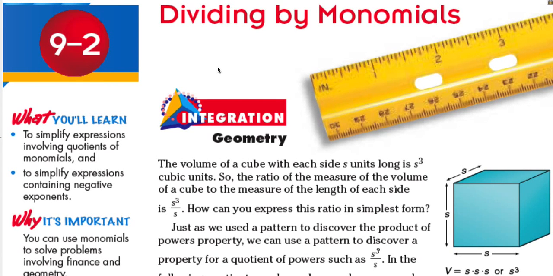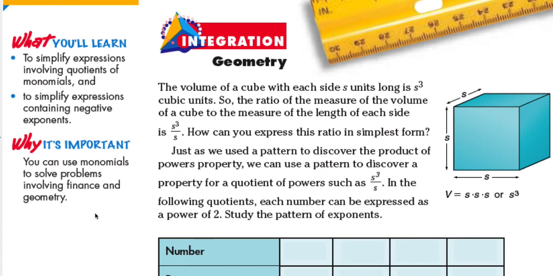Lesson 9-2, dividing by monomials. Well, the title should be dividing monomials, not dividing by monomials, or the same thing, because in some examples we'll be dividing by monomials. So in this lesson, you'll learn to simplify expressions involving quotients of monomials and to simplify expressions containing negative exponents. Why is it important? Because you can use monomials to solve problems involving finance and geometry.